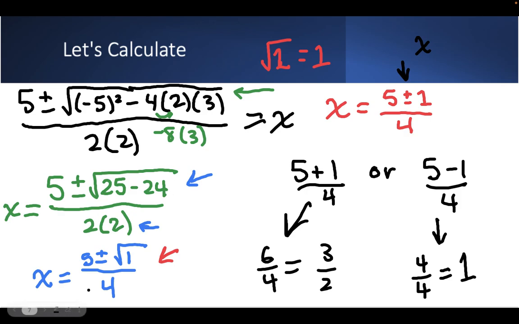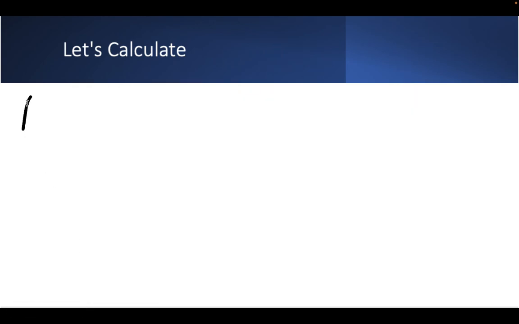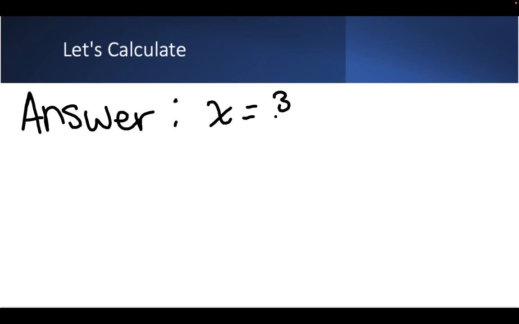So let's rewrite our answers. The answer is x is equal to 3 halves, x is equal to 1.